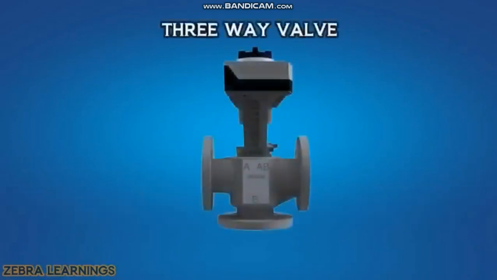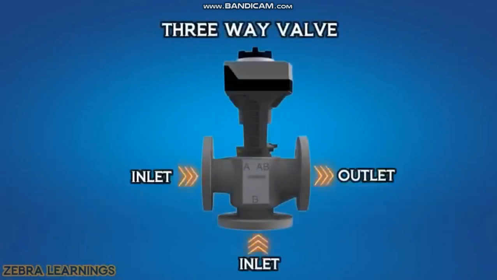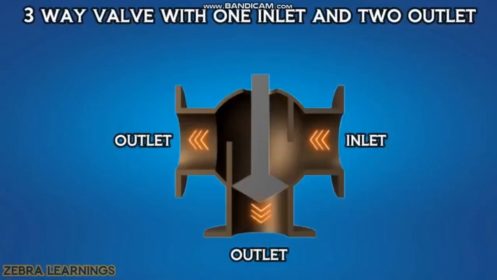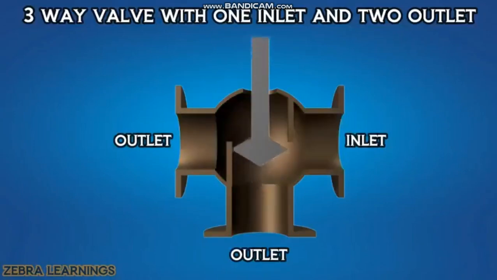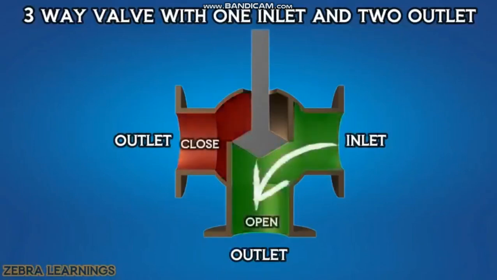Three-way valve is a valve having two inlets and one outlet, or two outlets and one inlet. In a three-way valve with one inlet and two outlets, one outlet is closed, while the other outlet is open. When you close an open outlet, the closed outlet will open.